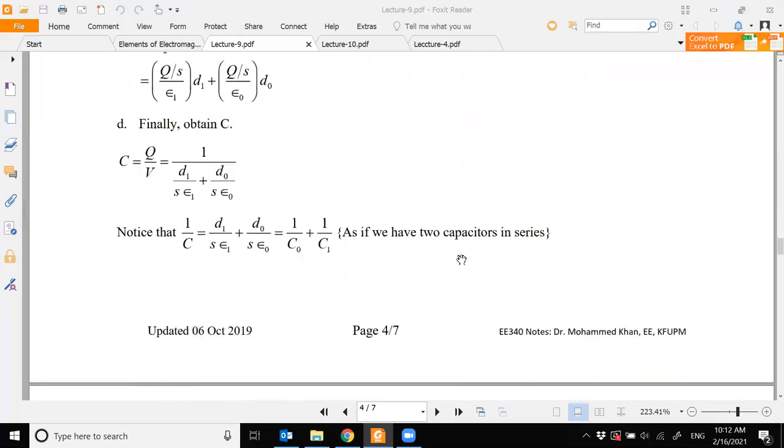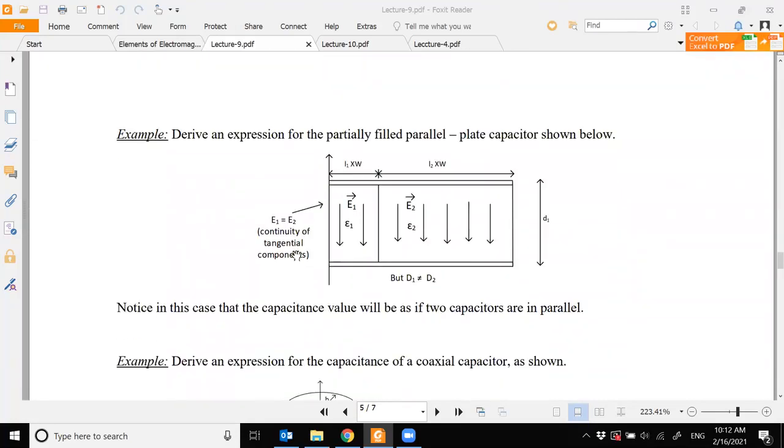Okay, so now we have another example, where the partially filled capacitor is arranged this way: you have some material in here and some material here, and this length is L1 and this length is L2. This is D. Now you need to find the electric field. And this is your assignment question. So go ahead and do the assignment question.